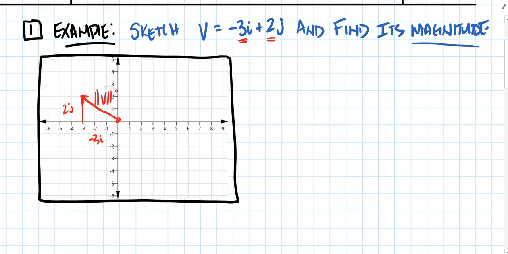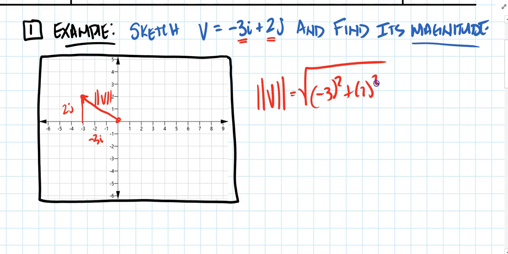So I'm looking for the magnitude of vector v. We learned in the last video that the magnitude is represented by 2 bars on either side, and it is the square root of negative 3 quantity squared plus 2 quantity squared, since it's just the i and the j components. This goes straight from the Pythagorean theorem. So this is going to give me the square root of 9 and 4. This is going to give me the square root of 13, and I can leave it just like that. So its magnitude is the square root of 13.